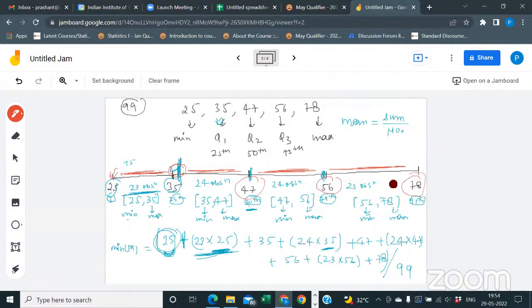Okay, now I get it, sir. Got the concept, sir, the sum of the observations. Now you got it? Yes, sir, it's clear. Thank you, sir. Thank you very much. It's very clear. First, we were not able to get it. Thank you, sir.